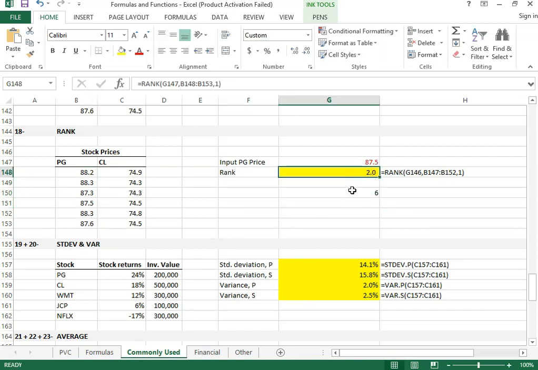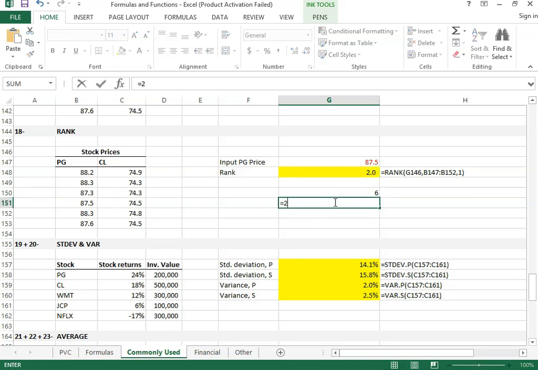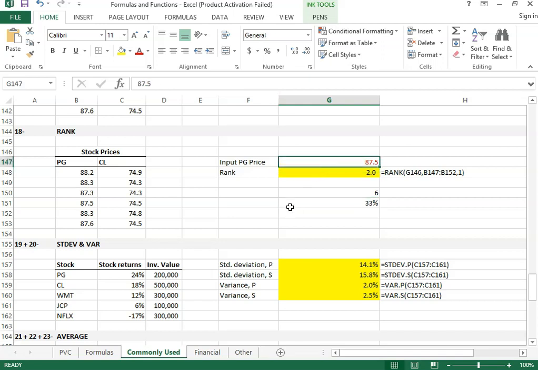87.5 appears on the second position, which means it appears at 33%. So it appears in the second quartile, higher than 25%, lower than median. So this value is lower than median. It is somewhere lesser than median and higher than the 25th quartile. So for any value, I can find out which quartile it actually falls in.